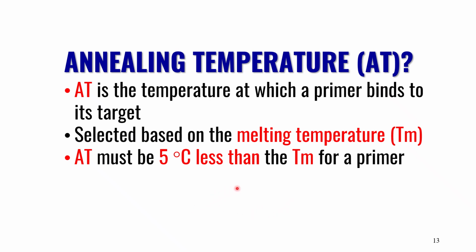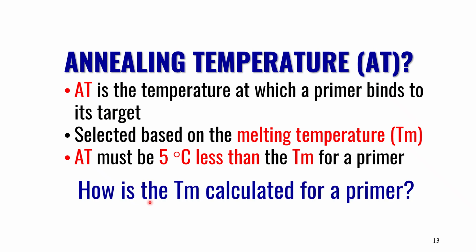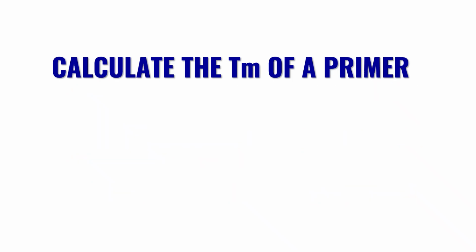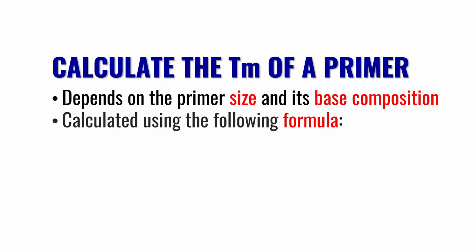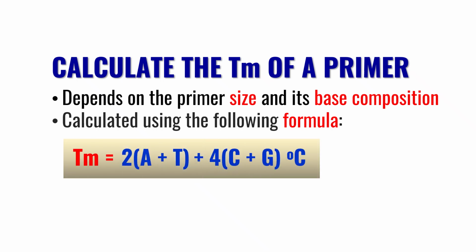First thing, Tm is the melting temperature at which 50% of double-stranded DNA is unwound. So basically, we should know how to calculate melting temperature, or Tm, for a small DNA such as a primer. So how to calculate Tm of a given primer? First thing, you should know that the Tm depends on the primer size and base composition. You can calculate for a small DNA or primer using this formula. Tm is equal to 2 times A and T together plus 4 times the number of C and G together, in degrees centigrade.